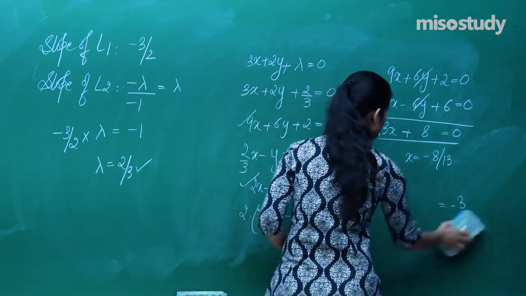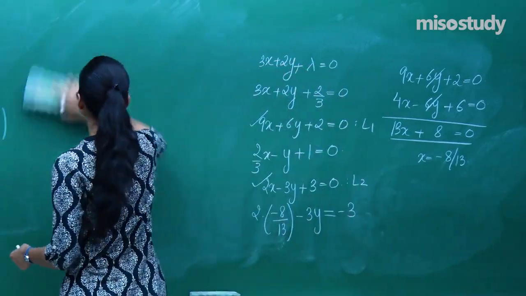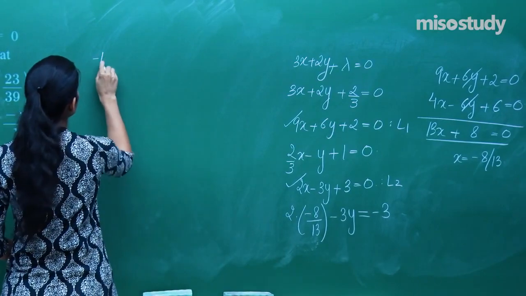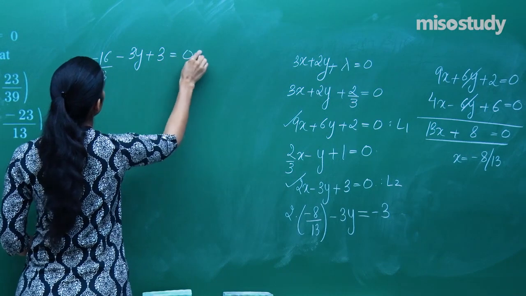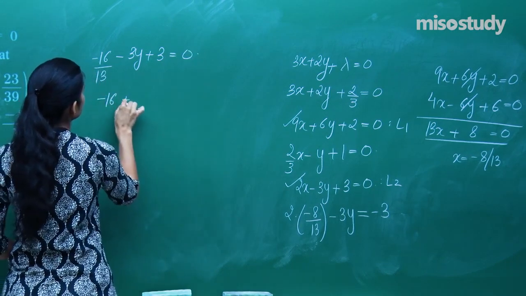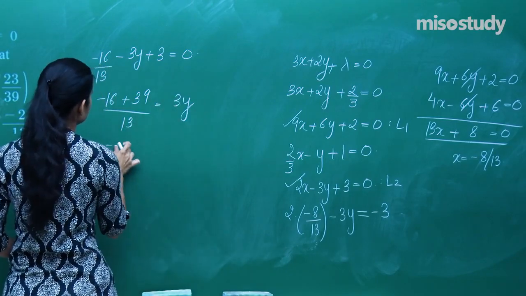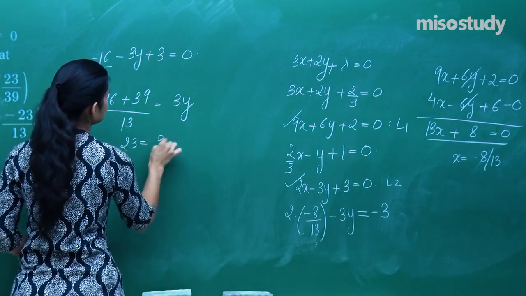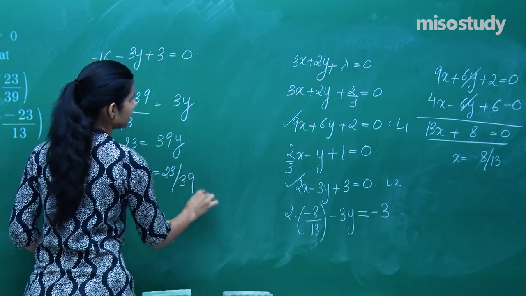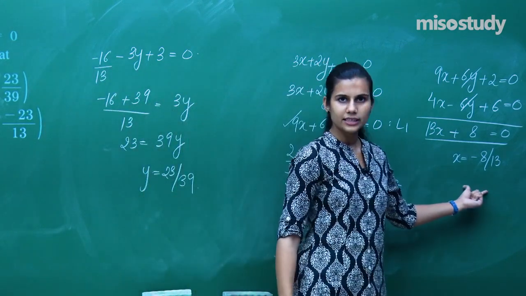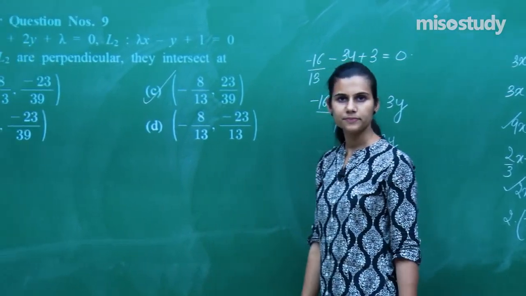Or let me just remove this. X is minus 8 by 13. Let's work it out over here. So you have minus 16 by 13 minus 3y plus 3 equals 0. So this gives you minus 16 plus 39 by 13 equals 3y, which is 23 by 13 equals 3y. Y is 23 by 39. So x is minus 8 by 13 and y is 23 by 39. This is your correct option.